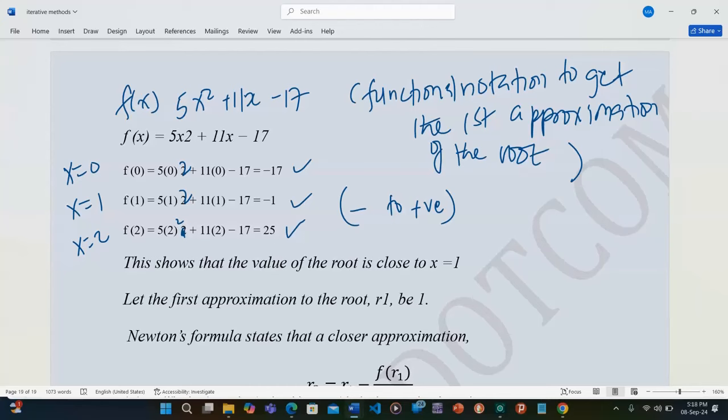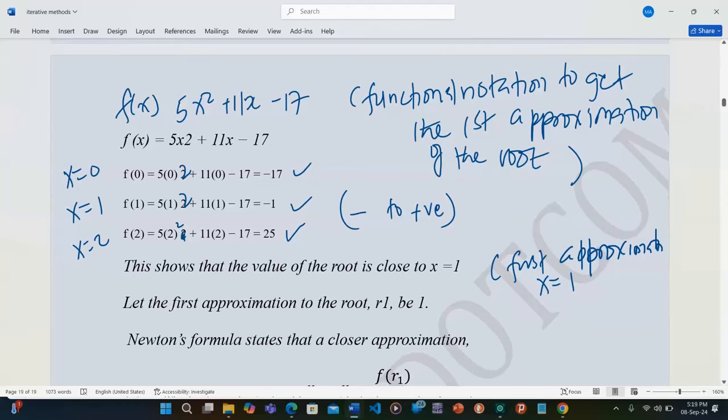Now, when we look closely at the two values, which of the two is close to 0? Because for the function to have this root, that root must make the function 0. So we need to look at which of the two x values gives a value of f of x that is close to 0. It is the one of x is equal to 1. So we are going to set the value of the first approximation, our first approximation, to be x is equal to 1.